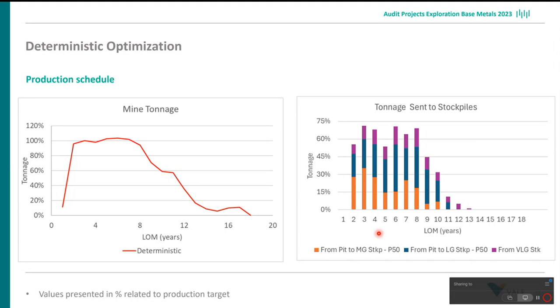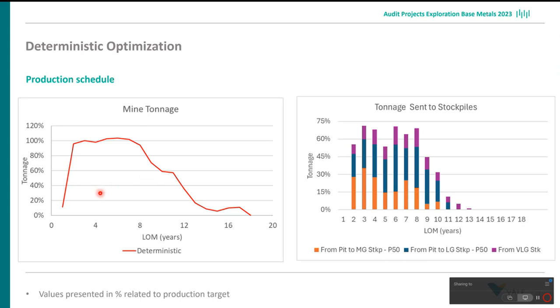So the deterministic optimization decided on a very, I would say, aggressive extraction in the early periods, where some of the material was stockpiled in 3 different stockpiles: very low, medium grade, and high grade. And these would then be used to feed the mill afterwards.